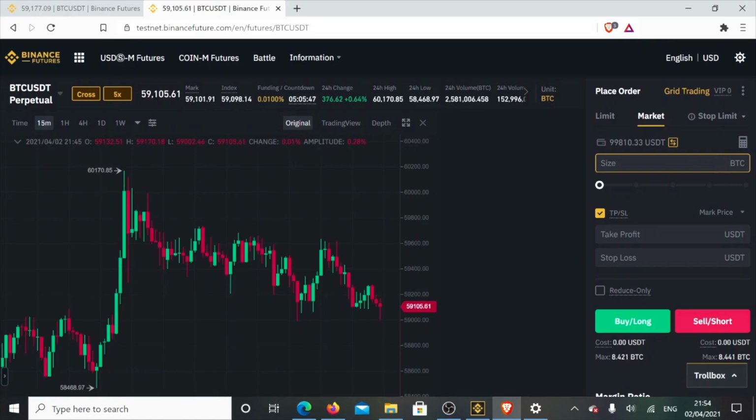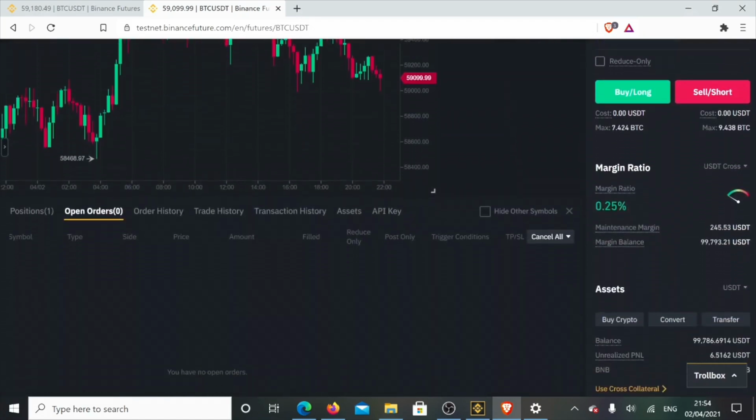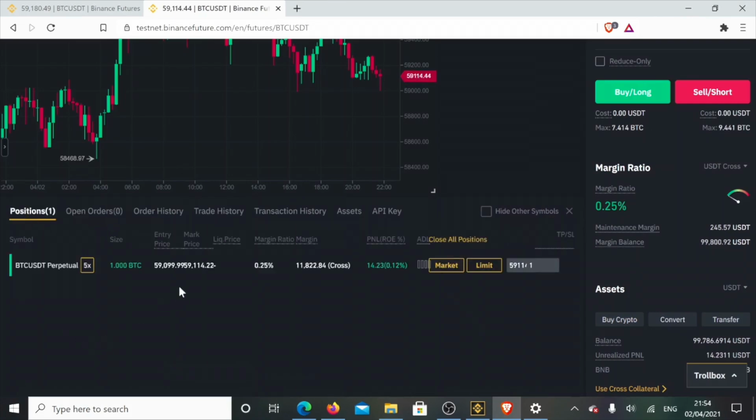So here you can put 1 Bitcoin and click on buy or long, and you can see immediately it is filled up. So let's go down now. You can see it's not in open orders because it's not open. It's a position now because already the trade has been executed.